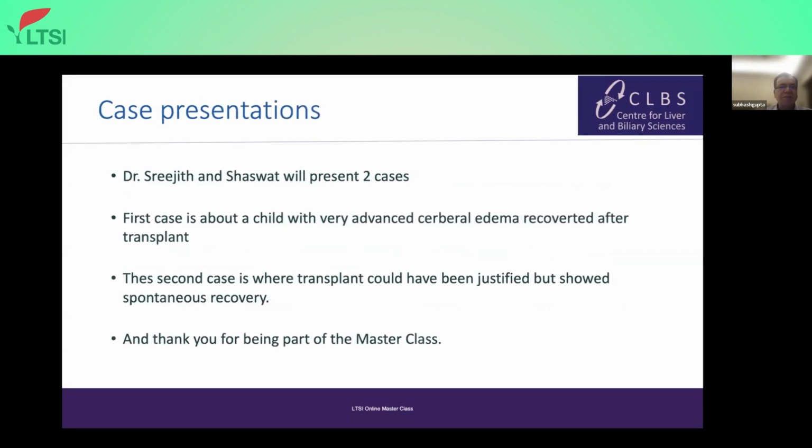Next slide. So in the end, we have two case presentations, which will cover some of the important points from day-to-day management. And I think these questions could be directed to all the people who have been listening. So first is a child with very advanced cerebral edema, and second is a case where transplant could have been justified but showed spontaneous recovery.